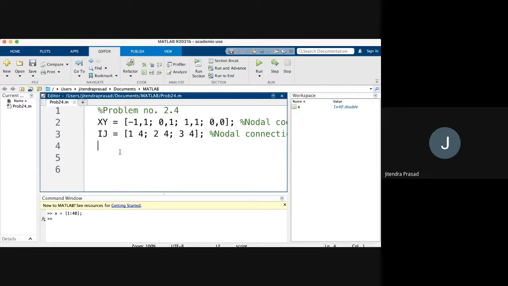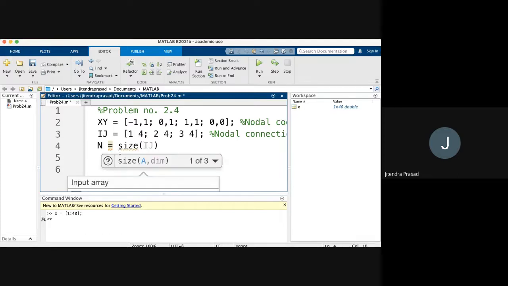Now next, based on this, you can find out the total number of nodes. So n is equal to the total number of nodes, and we can just find it out by size. Size of what? Size of xy. Then you have to find out which dimension you are talking about.